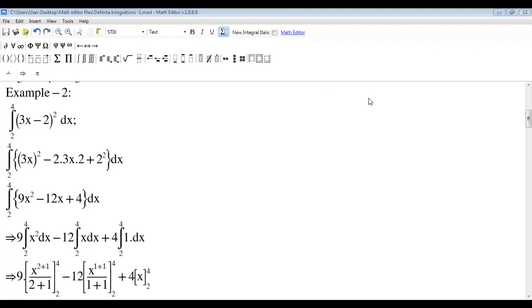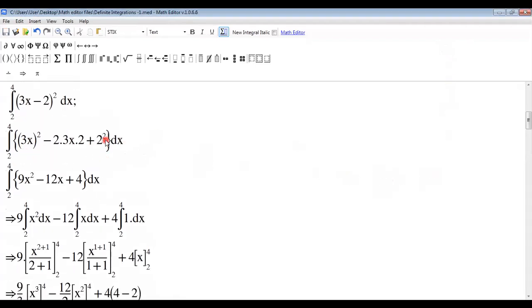Now another example, example 2 from the text: the integral from 2 to 4, upper limit 4, lower limit 2, of (3x minus 2) whole square dx. How can we evaluate this type of integration? We can use the (a minus b) whole square formula. Here 3x is a, and b is 2. So (a minus b) whole square means a square minus 2ab plus b square, dx.